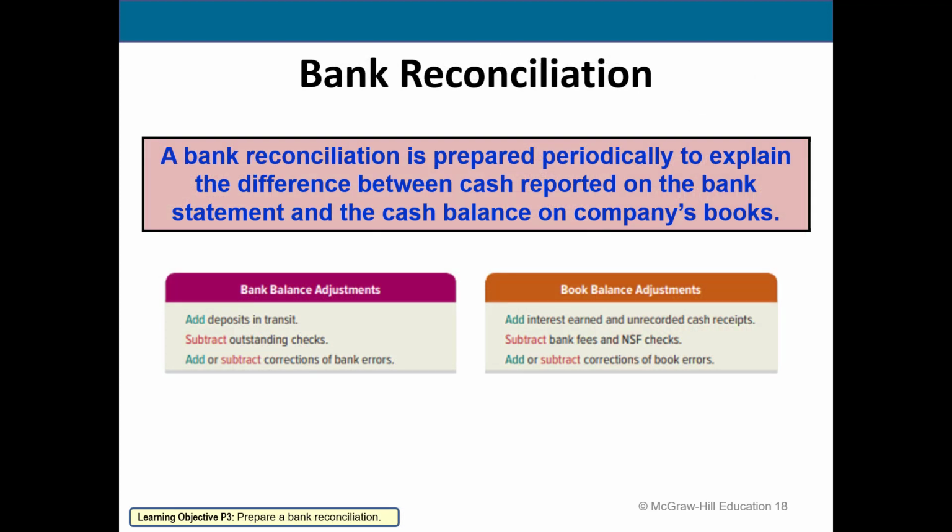These are the items that we need to do adjustments for. So for the bank balance, we need to add deposits in transit. These are deposits that are made after the bank statement. We need to subtract outstanding checks, which are checks that have not cleared the bank yet, and then add or subtract if the bank made any errors. On the book side, we need to add interest that was earned, and we need to subtract any bank fees or non-sufficient funds checks, and then add or subtract any errors that we made.